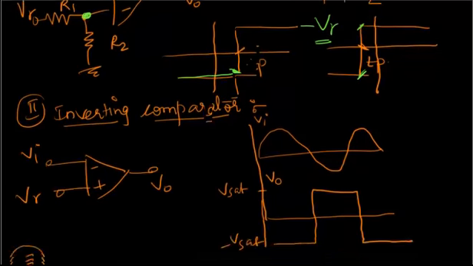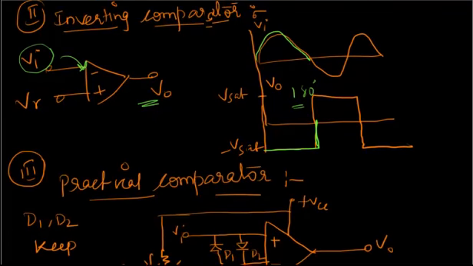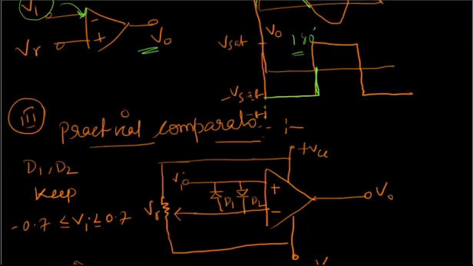Next, we'll discuss an inverting comparator. The concept is the same, just the input is applied to the inverting terminal. Observe that for a positive half cycle of the input, the output is negative Vsat, because in an inverting comparator the output will be 180 degrees out of phase. So the positive half cycle will correspond to the negative cycle, and the negative half cycle will correspond to the positive cycle.